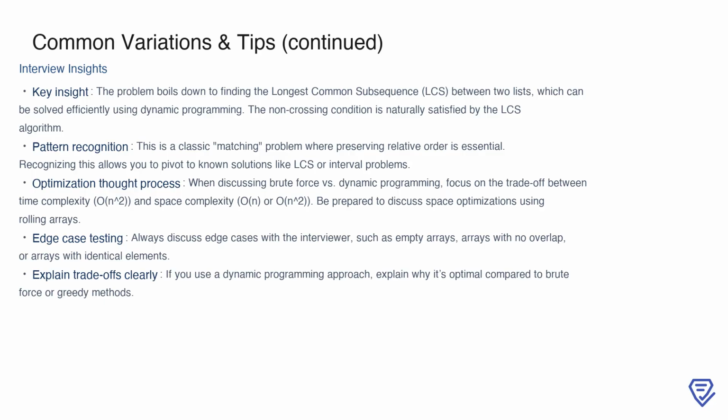For instance, DP achieves a time complexity of O(n²), with space optimizations that can reduce memory usage to O(n) or O(min(n, m)) using rolling arrays. Always consider edge cases during your explanation, such as empty arrays or arrays with no overlap, and be ready to justify why your solution is robust. Lastly, clearly articulate why dynamic programming provides the optimal balance of efficiency and correctness compared to alternative methods like greedy algorithms.